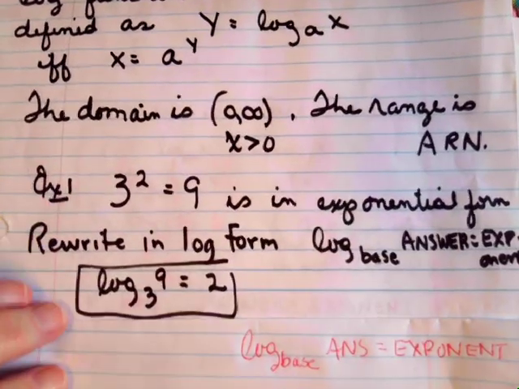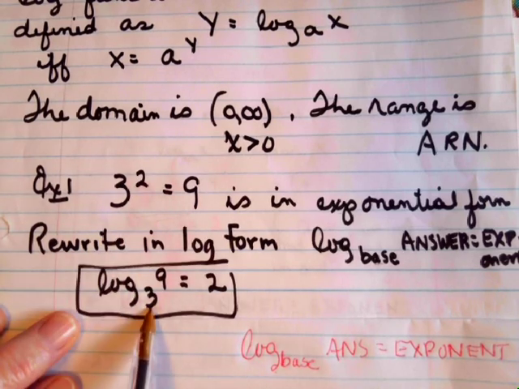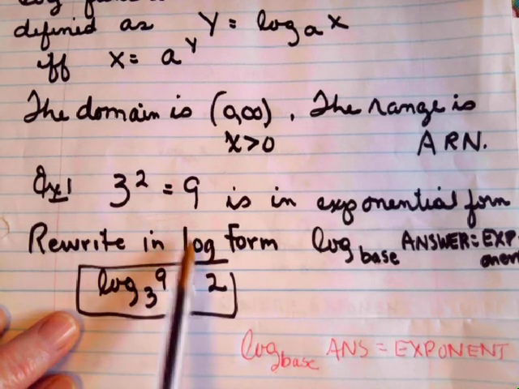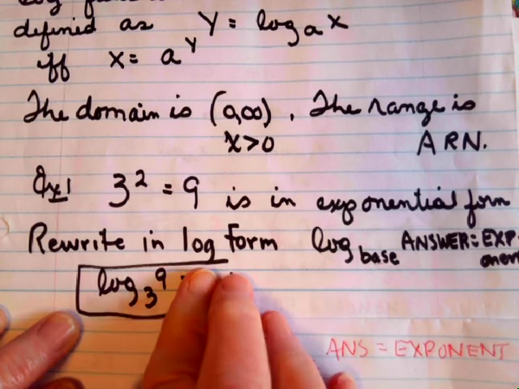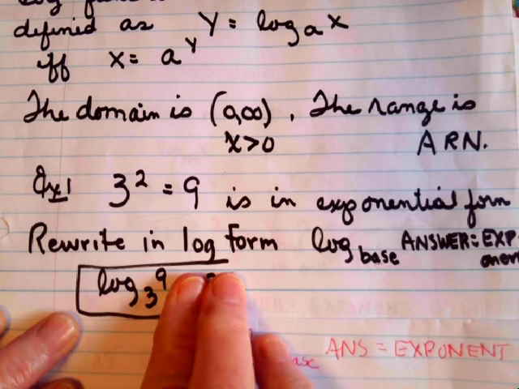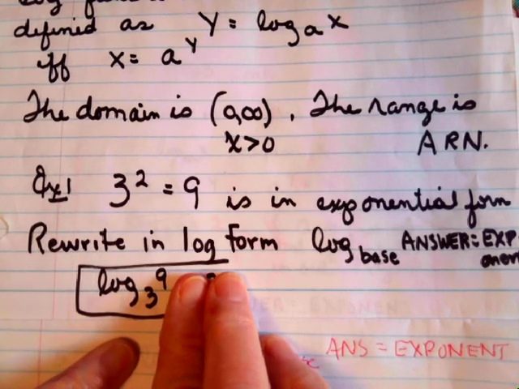So, in order to do what they've asked us to do in example 1, we just rewrite this and put the 3 down here below the line. 9 is the answer, so it goes right there, and then there is the 2 after the equal sign because it's the exponent. Basically, a logarithm is just an exponent. It's saying, what exponent do I raise 3 to in order to get 9?